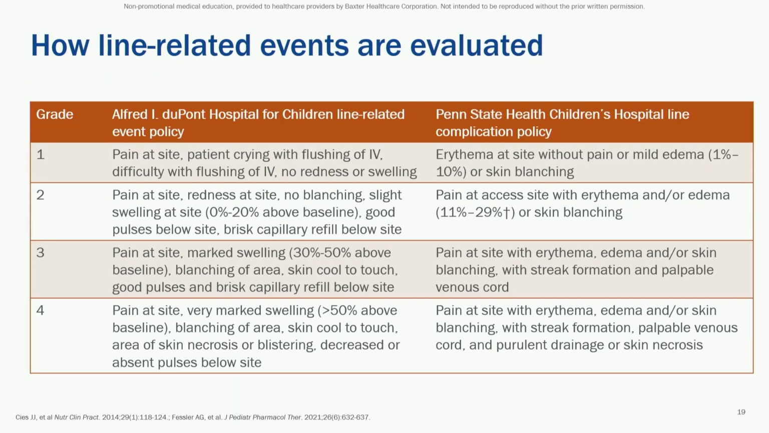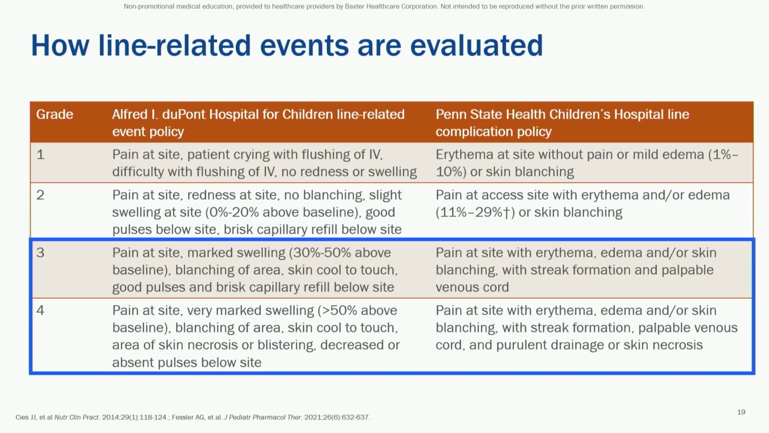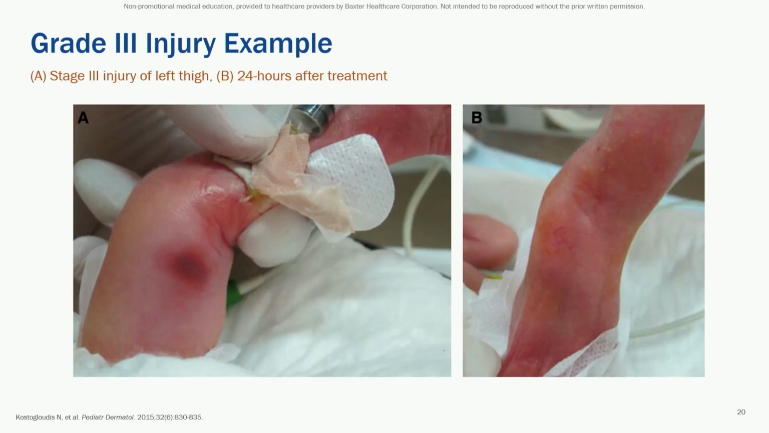But when we think about the risks of PPN, oftentimes in the literature, they are evaluated in severity by grade level, with grades 3 and 4 being the most severe. As a dietitian, I don't get to see what this looks like very often, so I've included some visuals of what a grade 3 injury example looks like, which on our left is a stage 3 injury of the left thigh, and on the right is 24 hours after treatment.